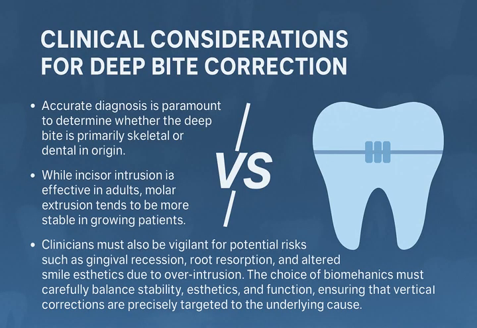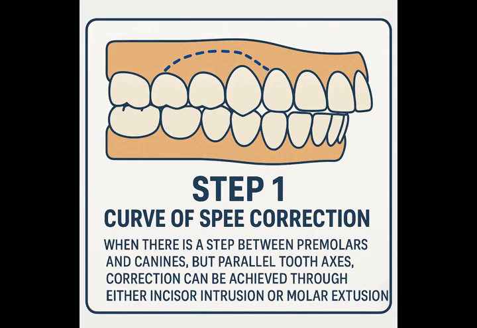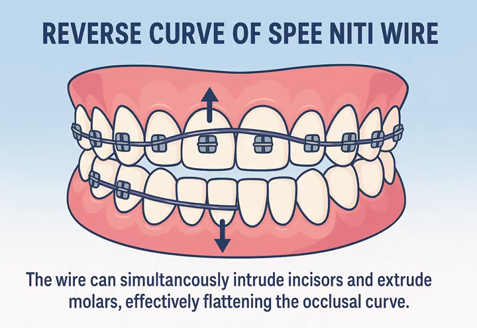the underlying cause. Curve of Spee correction. The curve of Spee, the antero-posterior curvature of the occlusal surfaces, often plays a role in deep bite cases. Its correction is integral to achieving a stable bite. Stepped curve. When there is a step between premolars and canines, but parallel tooth axes, correction can be achieved through either incisor intrusion or molar extrusion. Angulated curve. If teeth are on a curved arch, a reverse curve wire can extrude premolars and intrude incisors. This may necessitate space for leveling and differential mechanics to prevent incisor protrusion, with segmented arch wires proving beneficial.